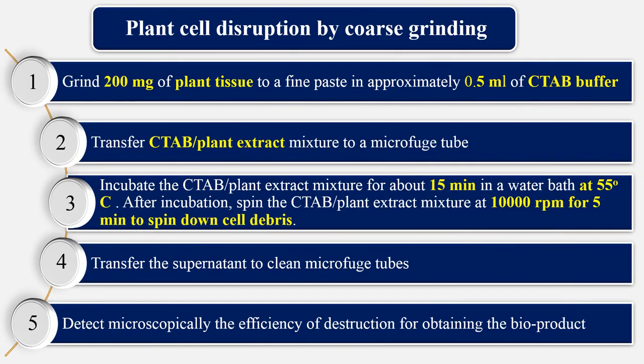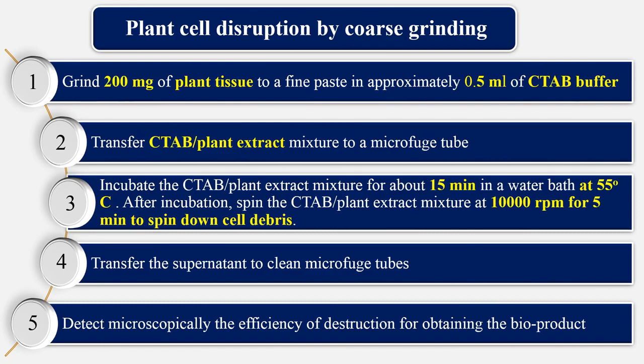The last experiment is plant cell disruption by coarse grinding. First, grind 200 mg of plant tissue to a fine paste in approximately 0.5 ml of CTAB buffer. Then transfer the CTAB plant extract mixture to a microfuge tube. Incubate the mixture for about 15 minutes in a water bath at 55 degrees Celsius.